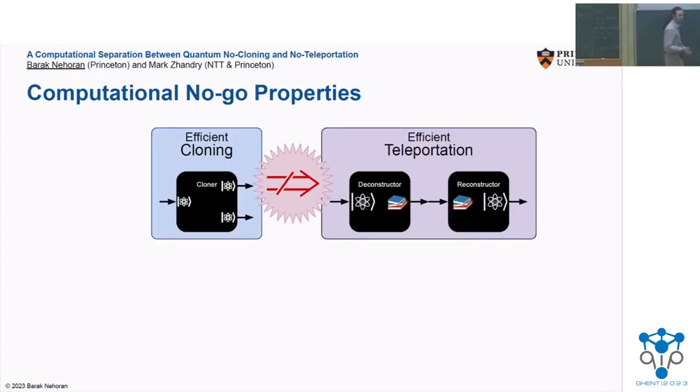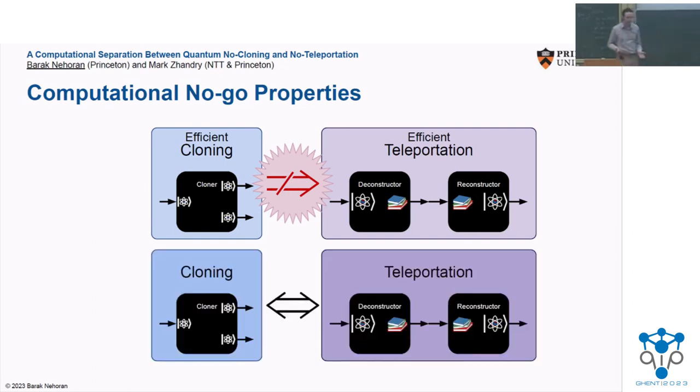And so, what does that tell us? This indicates to us that efficient cloning does not imply efficient teleportation. And this is surprising because this contrasts with the standard understanding, or with the information theoretic versions of these tasks, which are equivalent. So unlike the information theoretic tasks, the efficient tasks are not equivalent. And specifically, we have an oracle separation between them.